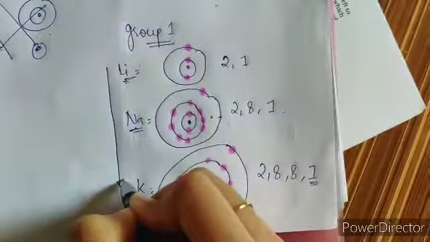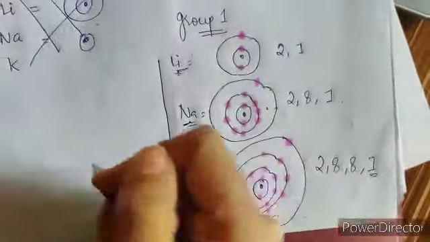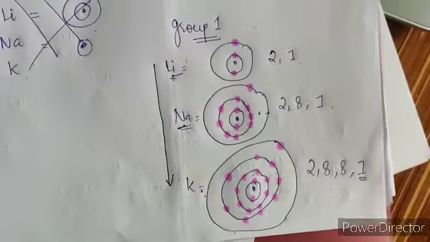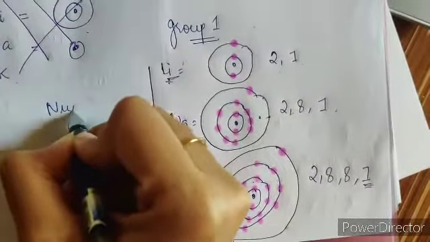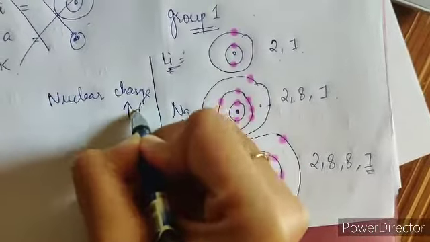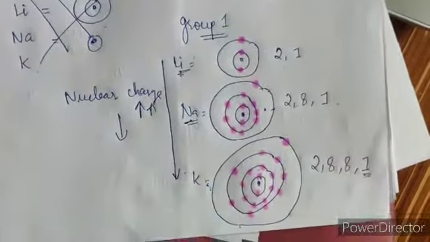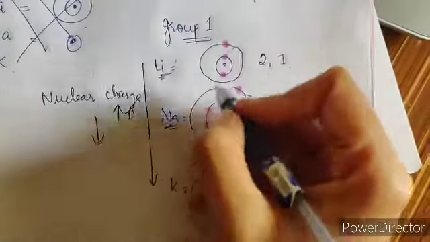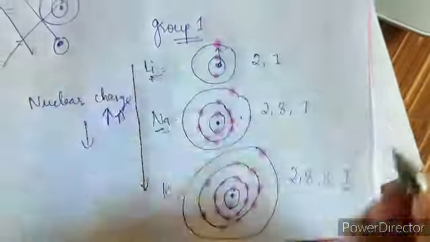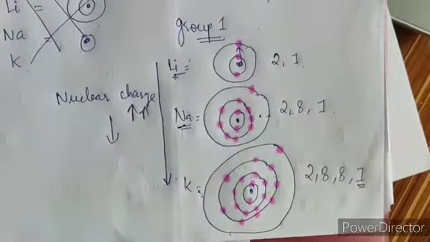So what is happening when you are going down the group? There is an increase in nuclear charge. Okay, here also nuclear charge is increasing. There is an increase in nuclear charge, right? But in spite of the increase in nuclear charge, what is happening? You can see that the distance from the nucleus to the outermost shell is also increasing.